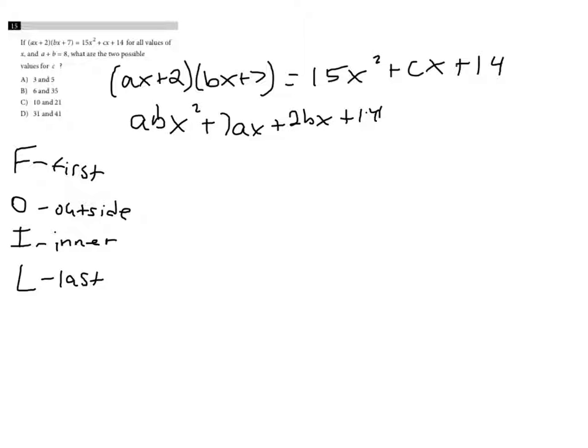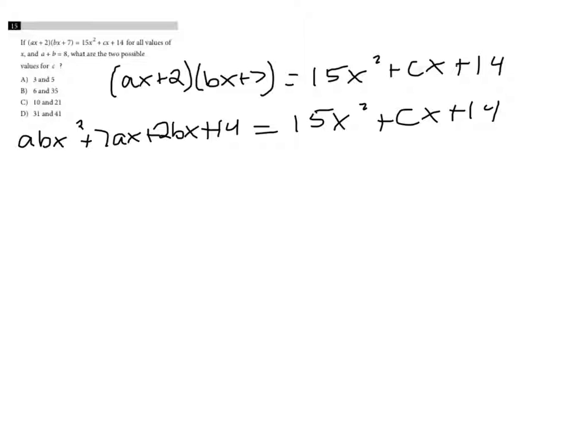Let me make some changes here real quick. I apologize for that. I just wanted to give myself some more room, so I erased the FOIL part and slid this over to the left. Nothing too crazy. Okay, so remember what I said at the beginning. I was going to plug in some number for a and some number for b, multiply this out, and I was supposed to get 15x squared plus cx plus 14. And it's starting to take place.